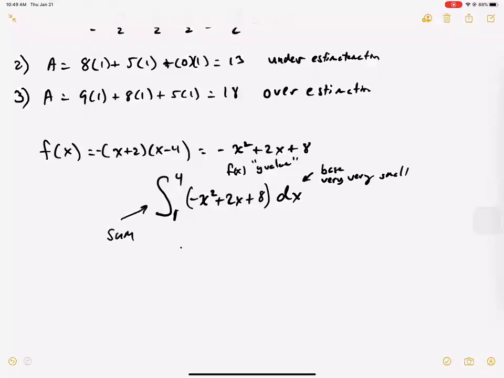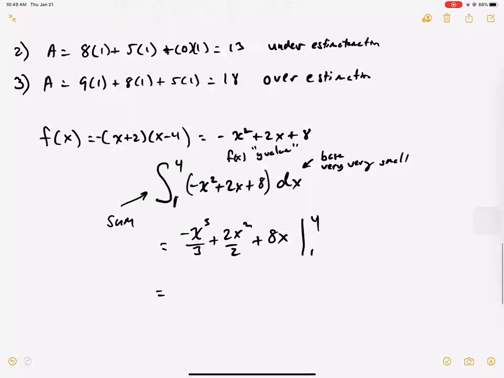So here we go. Let's follow our power rule: x cubed over 3, 2x squared over 2, plus 8x between 1 and 4. You can simplify this by dividing the 2 into the x squared. Make sure you write the equal sign. Now, after I take the integral, we do not write dx. Dx is gone.